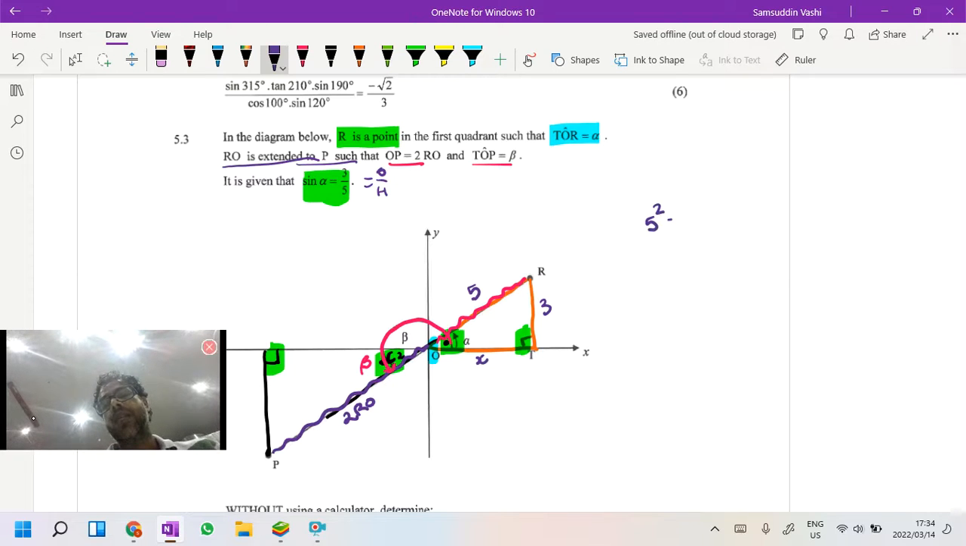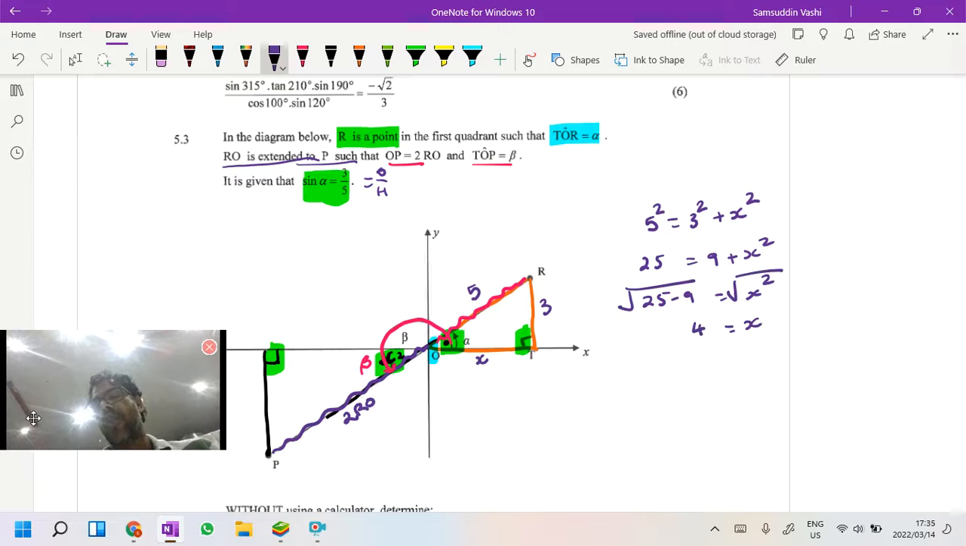So I'll say hypotenuse squared is equal to side 1 squared plus side 2 squared. So 5 squared, which is 25, is equal to 9 plus x squared. I can take 25 minus 9, that is equal to x squared, but we are not looking for x squared. We take the square root on both sides, so x will give me 4.